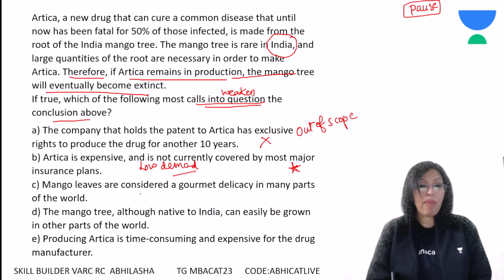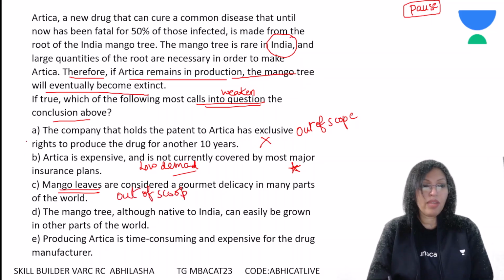Okay. Mango leaves are considered a gourmet delicacy. Are we really worried about the mango leaves? No. So out of scope for us, eliminate this very directly. So I have already eliminated option A. I have already eliminated option C.